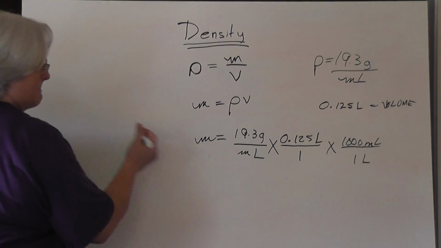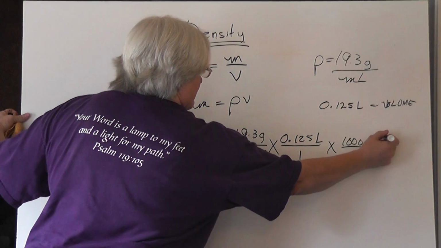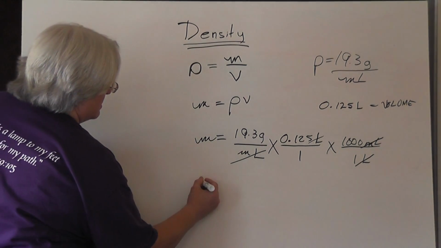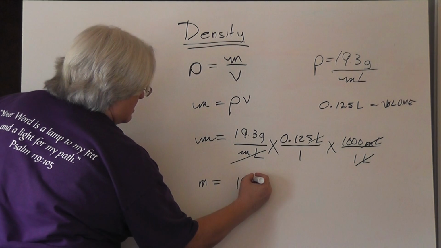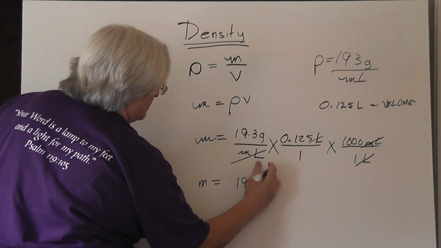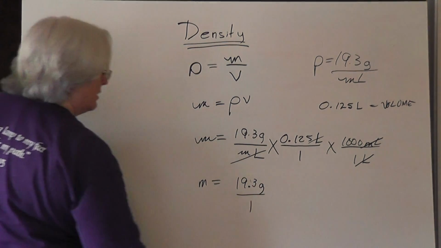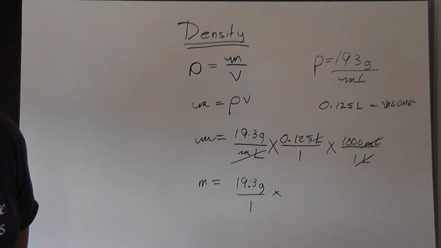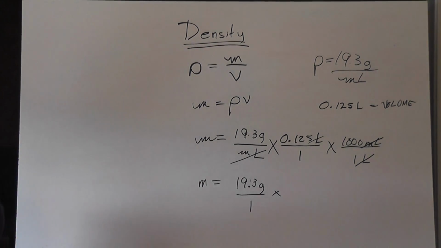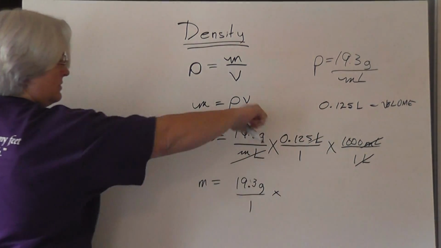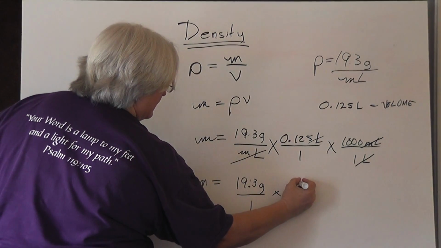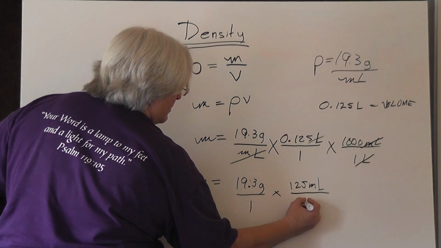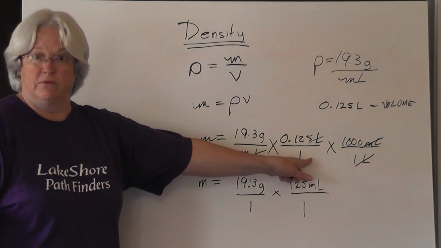So once you convert the 125 and 1,000, it becomes 19.3 grams over 1 times 125 milliliters over 1? Yes, and I want to step through this for the video. 19.3 grams over 1. Milliliters canceled. Yes. I'm going to add an extra step. Matthew said it becomes 125 milliliters over 1. And you did that by multiplying 0.125 times 1,000.